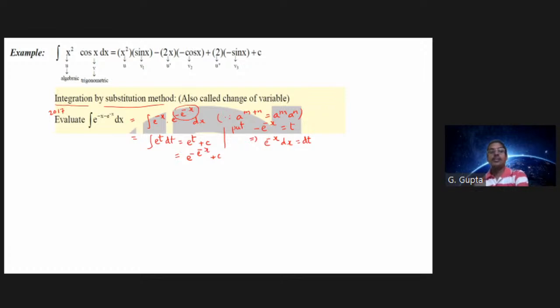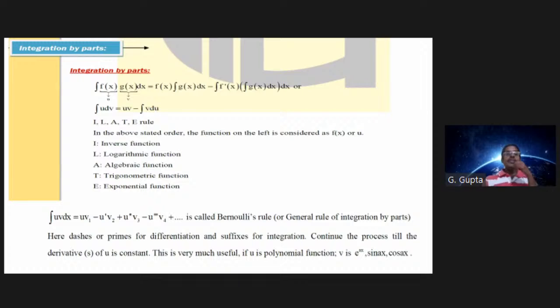Okay, now this is one more method, very, very important: integration by parts. VBI means very, very important. It is also called product rule of integration, used whenever the integrand is a product of two x terms, one is f(x), the other is g(x). Some people denote them as the u function and the v function.